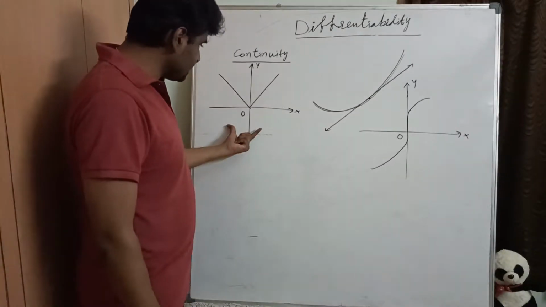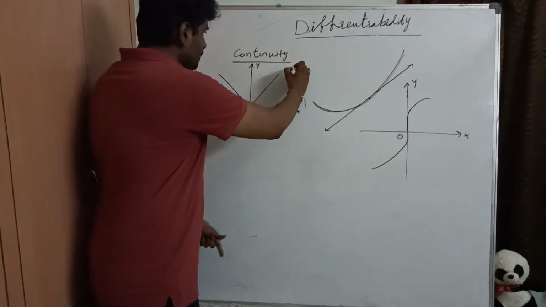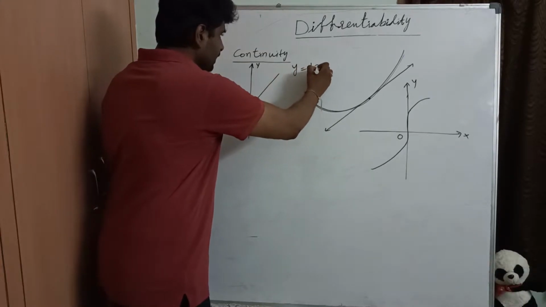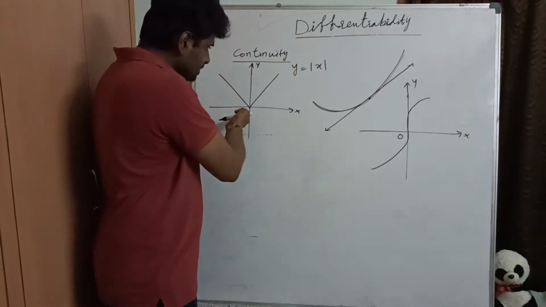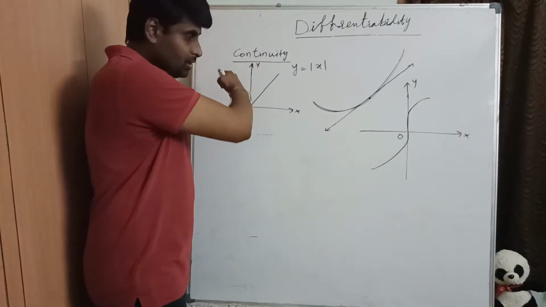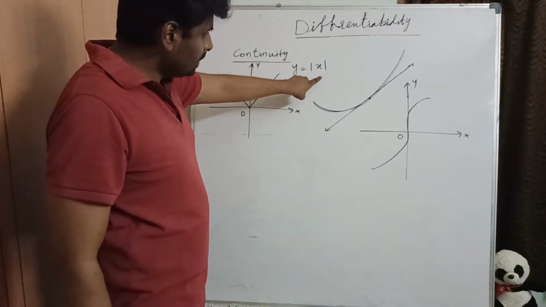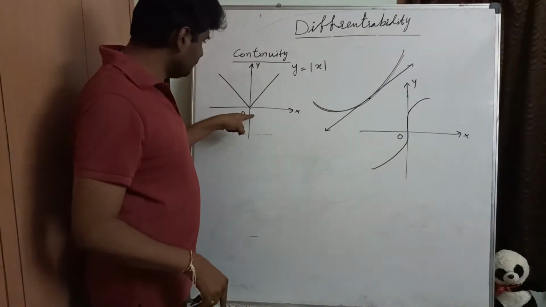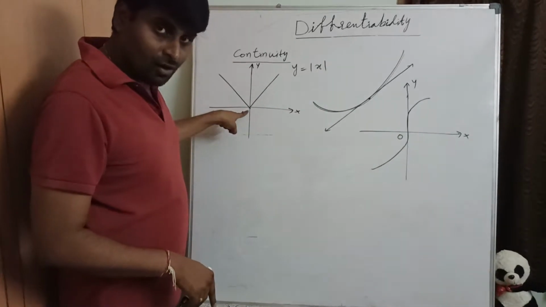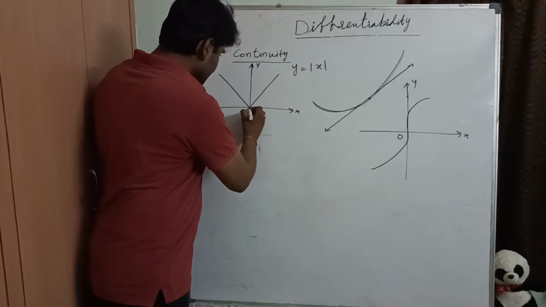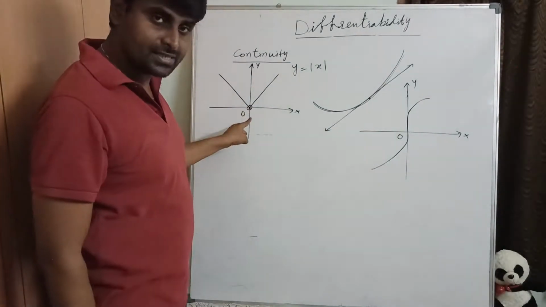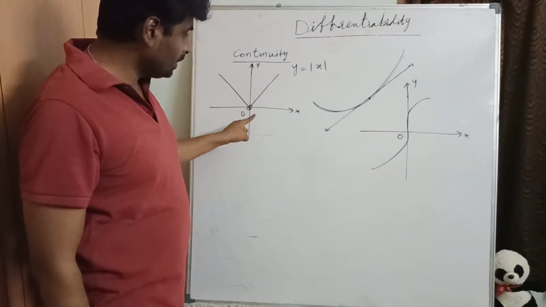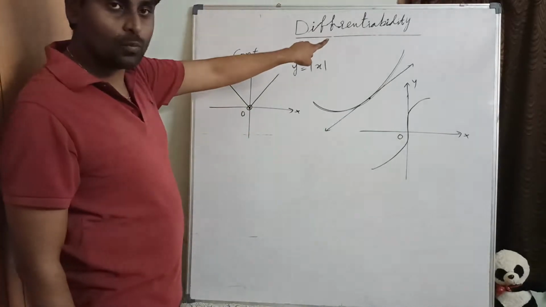If you observe the first diagram, this is y equal to mod x. What is the function here? y equal to mod x. y equal to x is this, y equal to minus x is this. The graph of y equal to mod x will be in the shape of V. This has one corner point. See, the origin is the corner point for this graph. So is it differentiable? No.